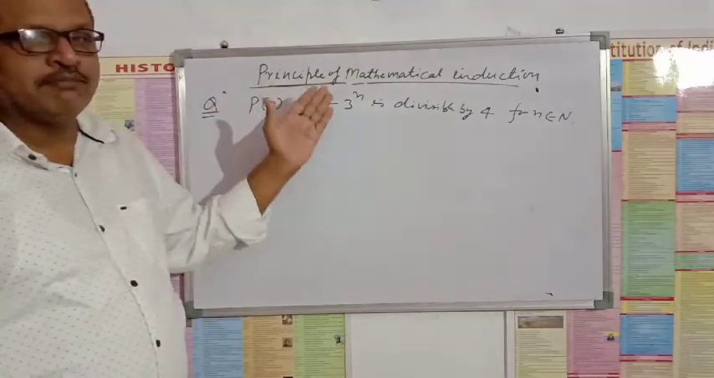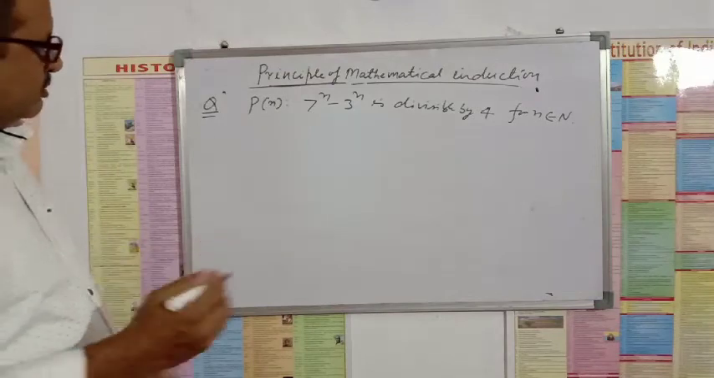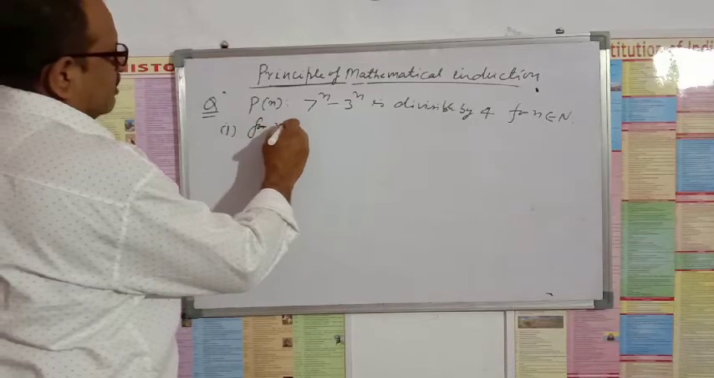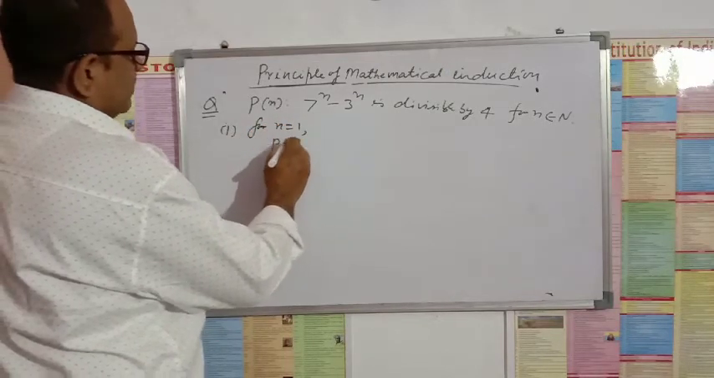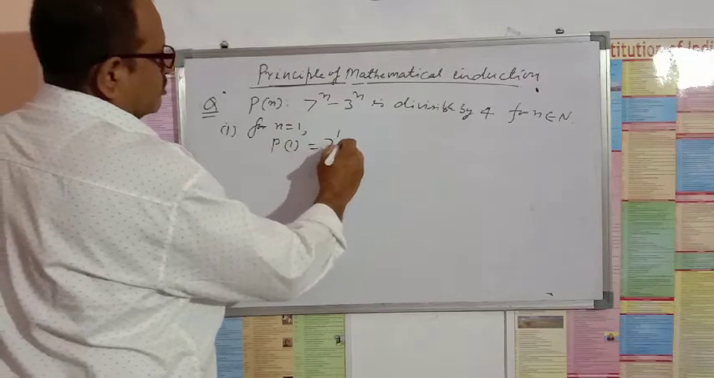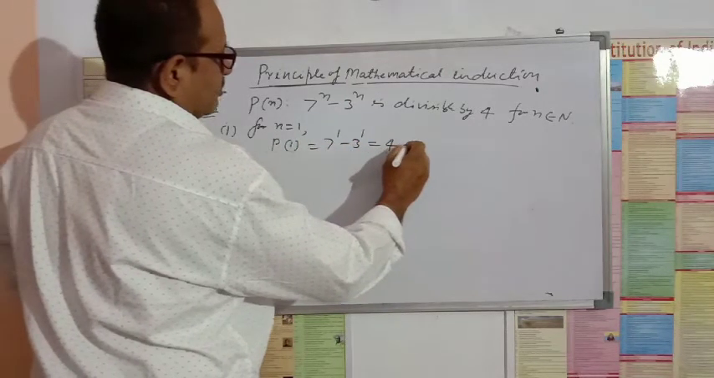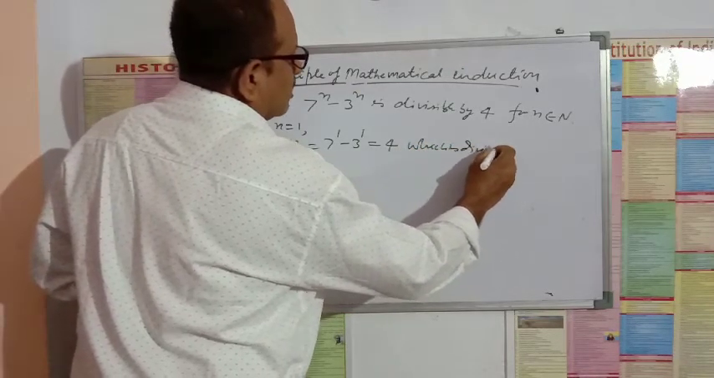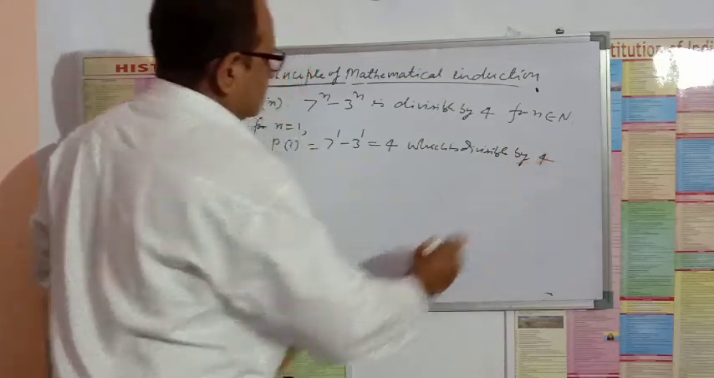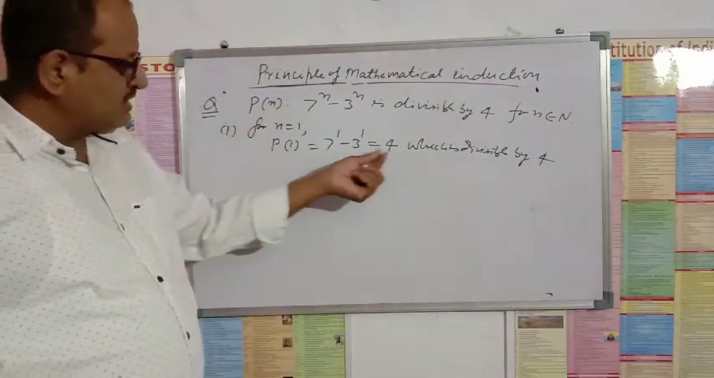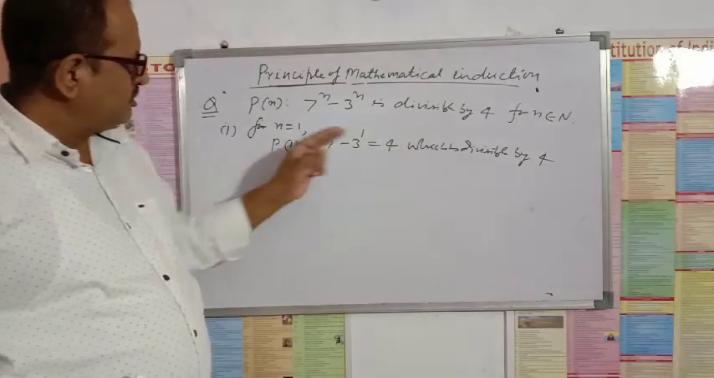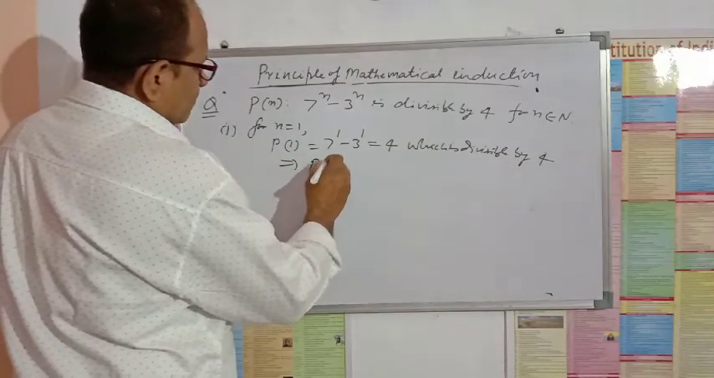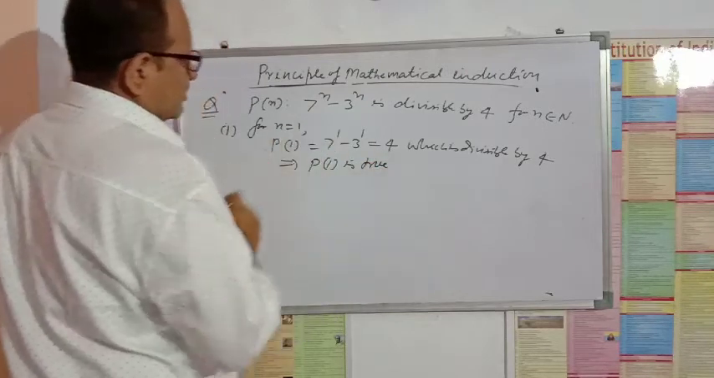So we have to use the principle of mathematical induction. First, we have to check for n is equal to 1. So what is P1? P1 will be 7 to the power 1 minus 3 to the power 1. It will be 4, which is divisible by 4. So for n is equal to 1, it is coming 4, and 4 is divisible by 4, so we can say that P1 is true.